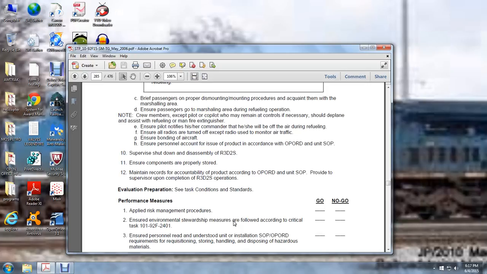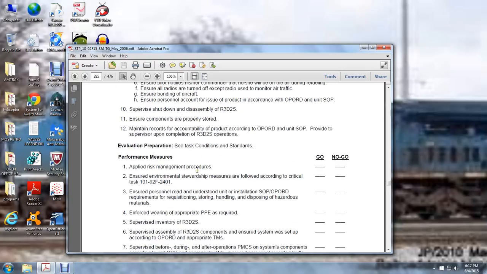Supervise the shutdown and disassembly of the rearm, refuel distribution deployment center system. Ensure the components are properly stored. Maintain the records and accountability of product according to the operation order and operating procedures, and provide them to the supervisor upon completion of the rearm, repair, and refuel deploying distribution system operations. Apply risk management procedures and performance tests, evaluation preparation, tasks and conditions, performance measures, and applied risk management procedures. Ensure environmental stewardship measures are followed accordingly. Critical task 10-192-F2401.